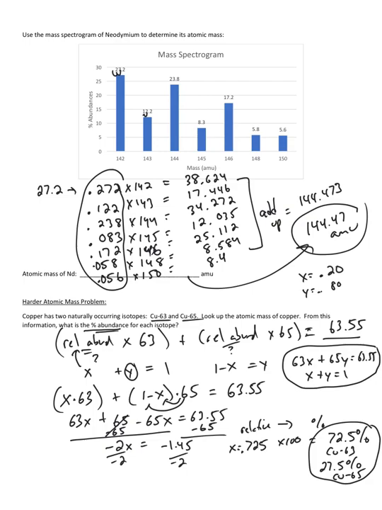Okay? When you're done, you can always then go back and check your answers. Go ahead and take these percentages times their isotopes and see if they end up giving the atomic mass of the element. If they do, you know you've done the problem correctly.